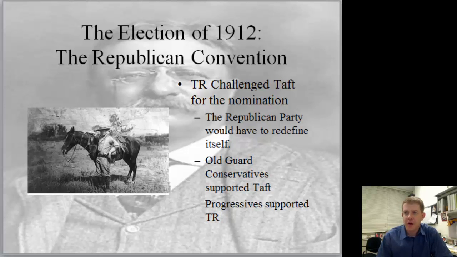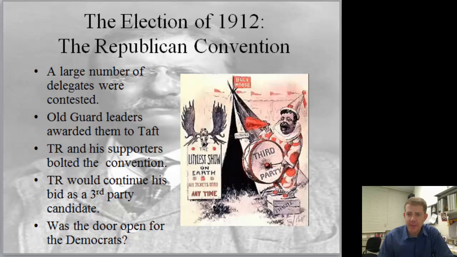This time, however, the Republican Party didn't want Teddy Roosevelt back. They were in the process of redefining themselves the way that they wanted to be without Teddy Roosevelt. And so they support Taft, and so it's Taft versus Roosevelt. The progressives in the Republican Party support Roosevelt. And so here's what happens.